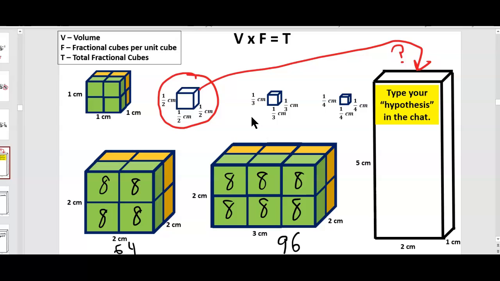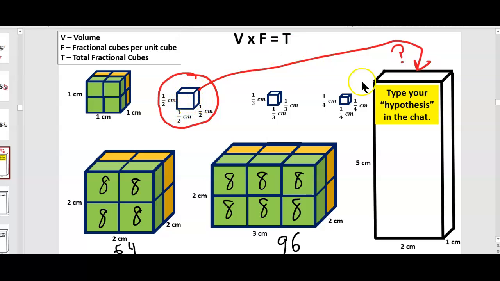This is a lesson continuation where we left off, for both classes, on packing fractional cubes into larger rectangular prisms. So this is where we left off, and the guess is here: what's your hypothesis as to how many of these cubes with a half-inch length here, that means they're all half-inch lengths, right?